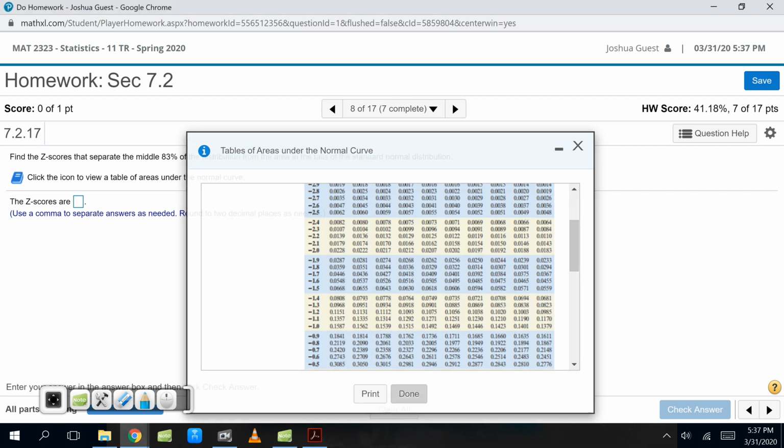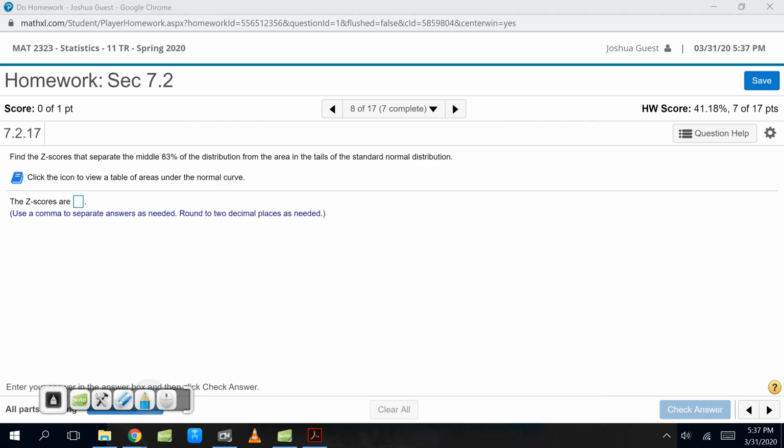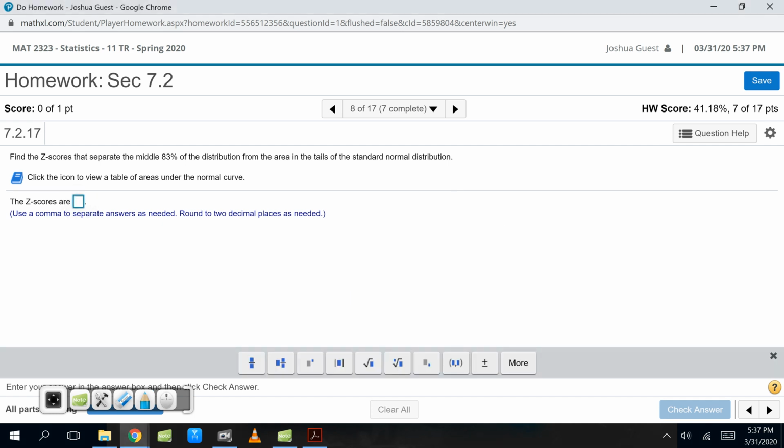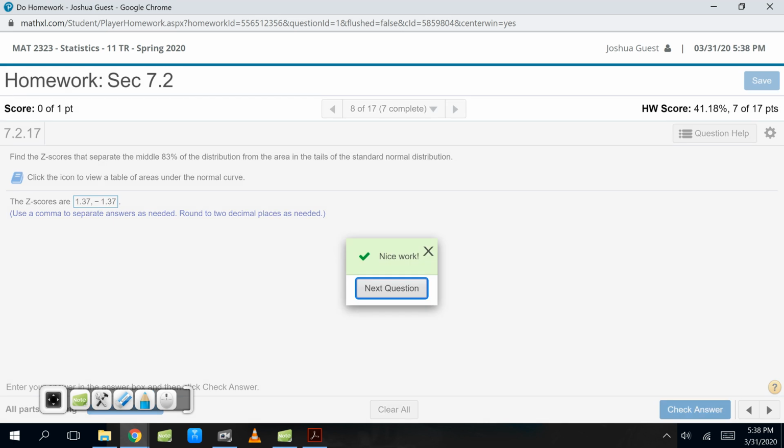So we come back over here and we say, okay, when I draw this again, this is negative 1.37, and guess what? This is 1.37. So then the z-scores are, use commas to separate. So we're going to say 1.37, comma, negative 1.37. Did I type that in right? Yes. Put a comma to separate them. It shouldn't matter which one you enter first, positive or negative.